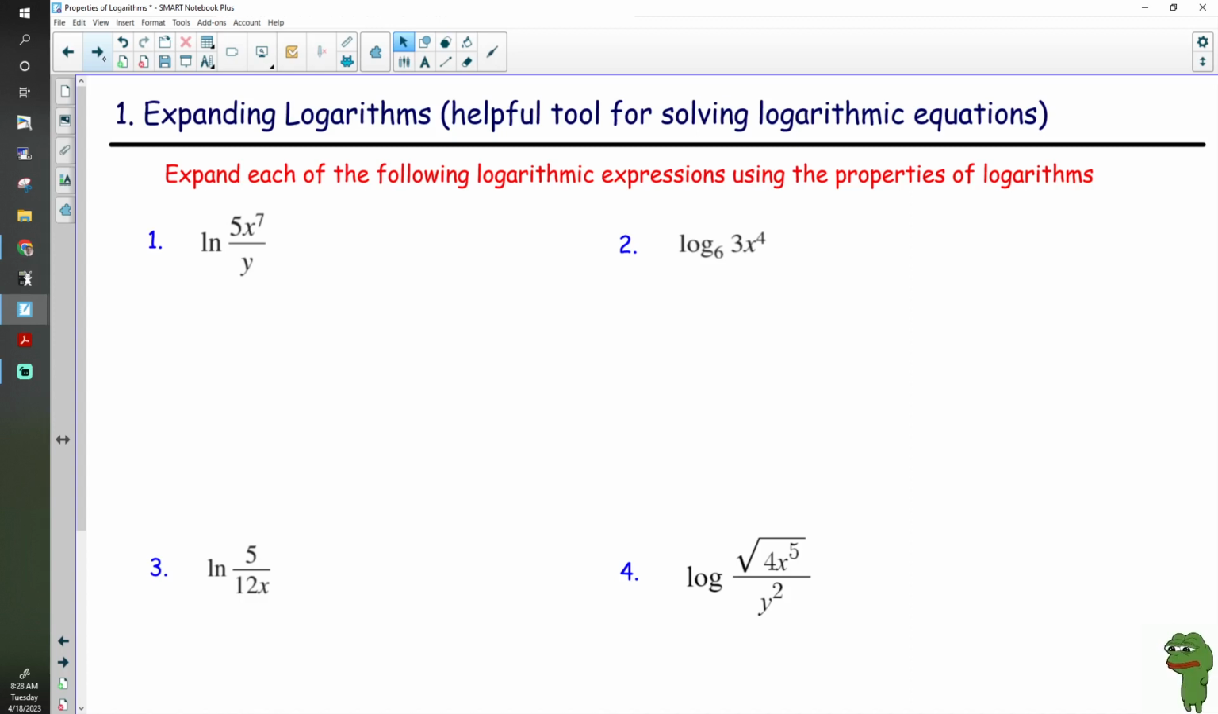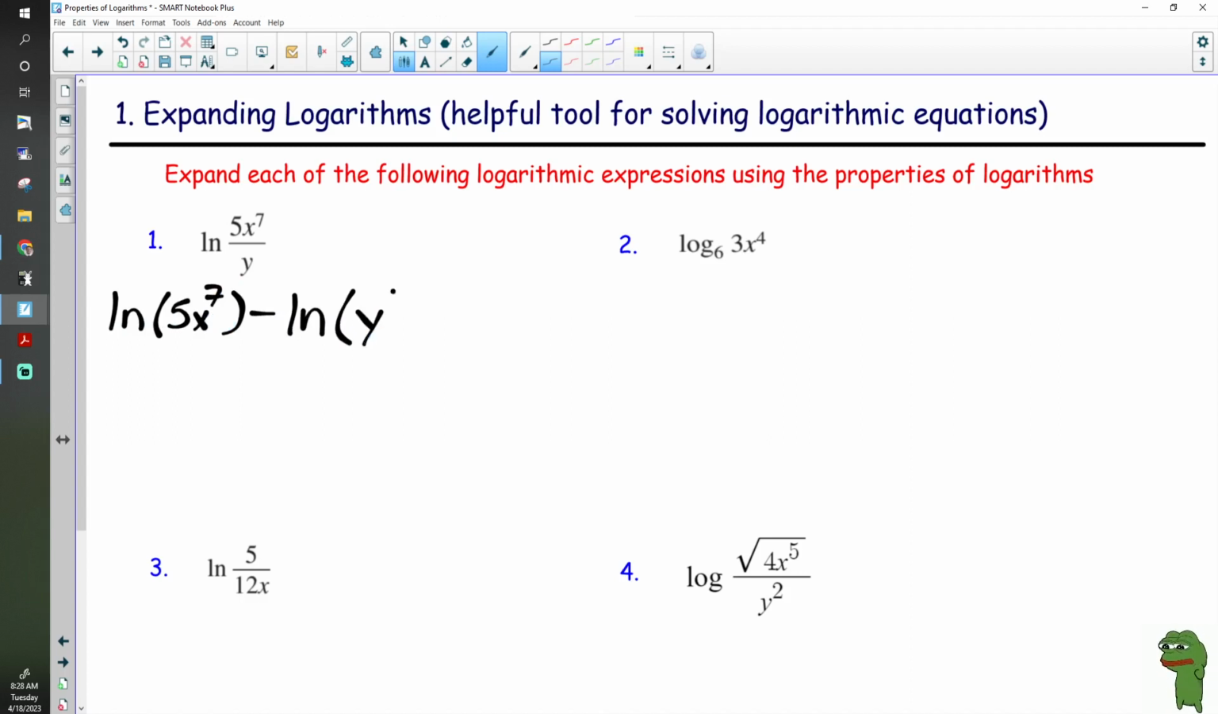Always start by getting rid of the division. So let's use the quotient property. So I'm going to rewrite this as 2 separate logs. This log in this example is ln. So we'll do the ln of the top, and will we add or subtract? Subtract, because we're dividing. The ln of the top minus the ln of the bottom.